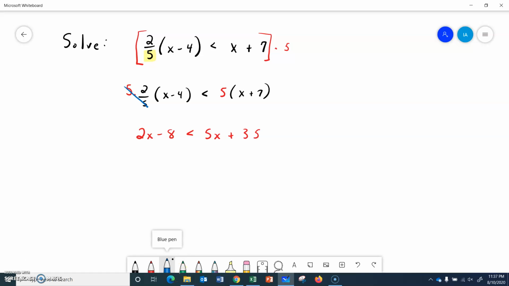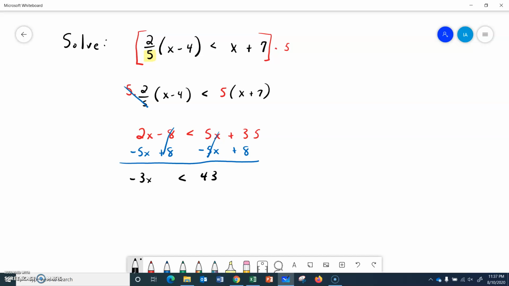Then if we keep moving, our next goal for solving equations would be to get all our x's on one side, so I can subtract 5x from both sides. And I can add 8 to both sides to get my non-x's on the other side. Things cancel out. And when I clean up, I have negative 3x less than 43.